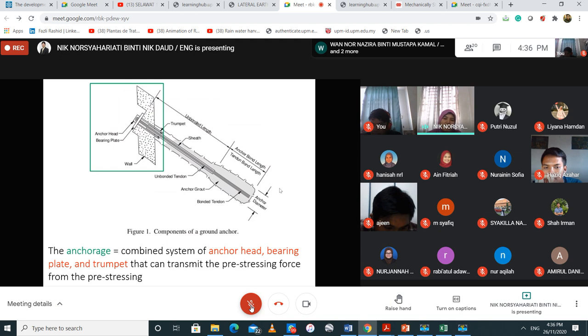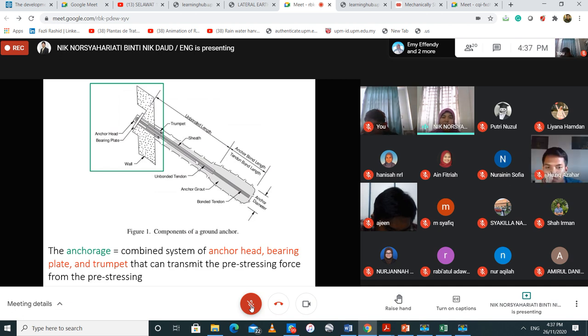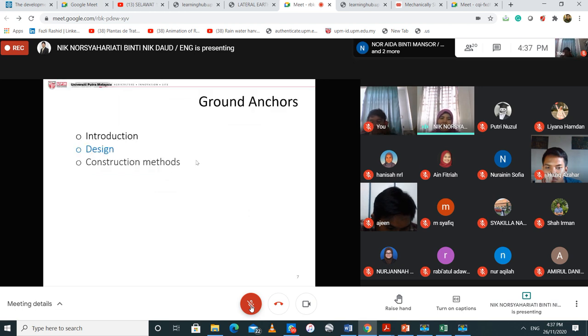Definition ataupun just a brief one, what is the anchorage, the ground anchor itself, and then what is the purpose, which is to transmit the pre-stressing force from this pre-stressing part, which is here, macam paku payung tu lah. You nak make sure that it can hold the certain parts that might be loose, and then you need to letak paku kat situ, right?